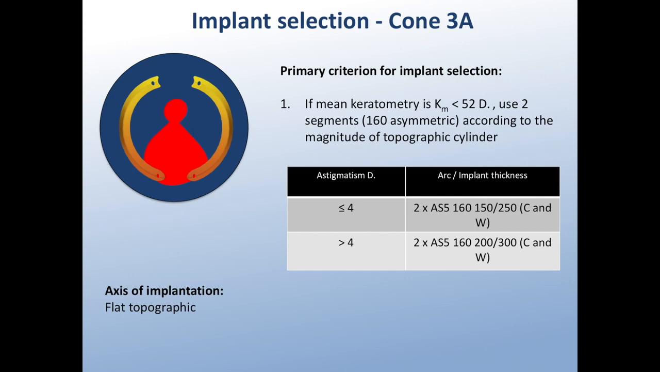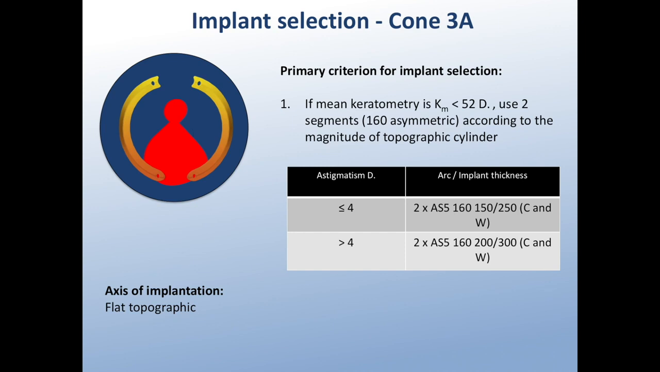However, we must distinguish if the mean keratometry is below 52 diopters. Then we implant two asymmetrical rings of 5 mm in diameter, 160 degrees of arc, and 150 to 250 microns. On the other hand, if above 4 diopters, we will implant 200, 300 microns.